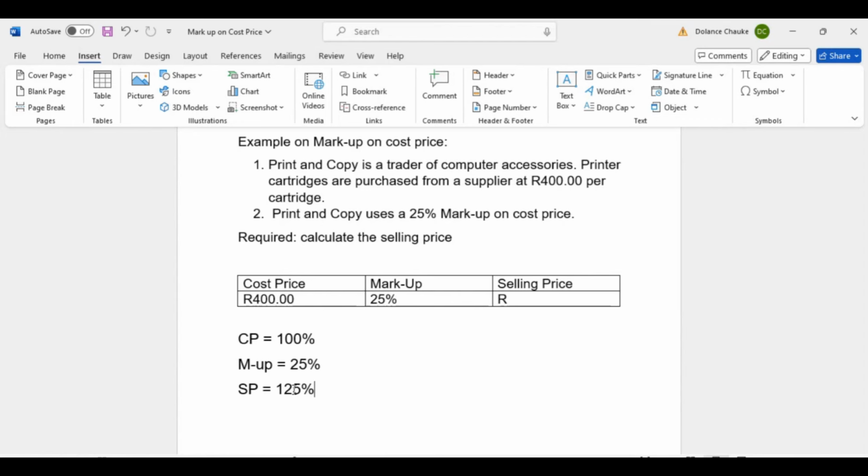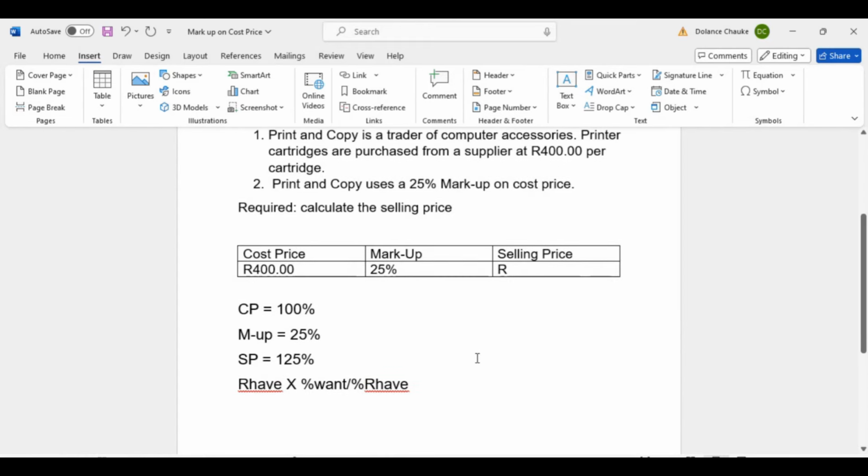After this, you need to determine the missing figures. Usually I give people a formula on how to calculate them. Now we have to calculate the selling price, so the formula says: the rand value I have, multiplied by the percentage of the amount I want, divided by the percentage for the rand value I have. Then you will be able to get the selling price.